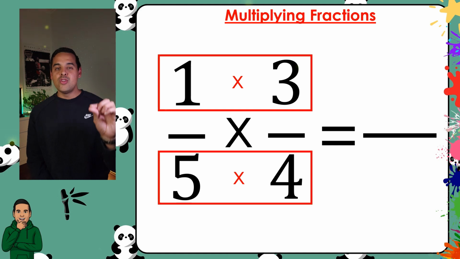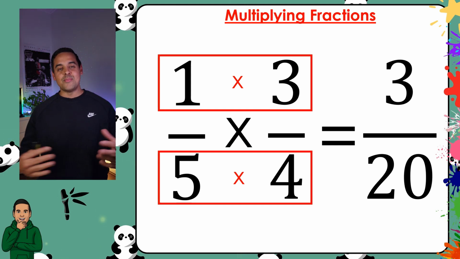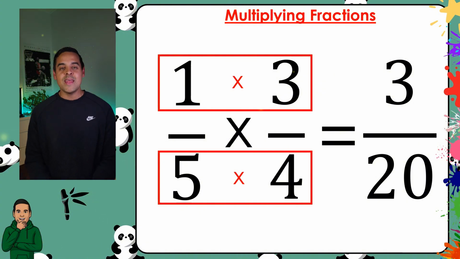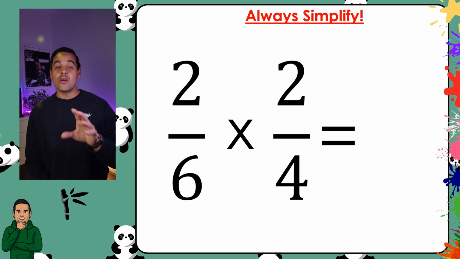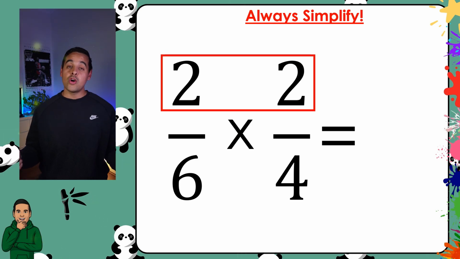So let's start with our numerator, 1 times 3. That's going to be 3. Moving to our denominator, 5 times 4, that answer is going to be 20. Your answer here is going to be 3 over 20. It is as simple as that, super easy. And finally, we're going to go through one more question to consolidate this learning and understanding. So I'm going to go slow here.